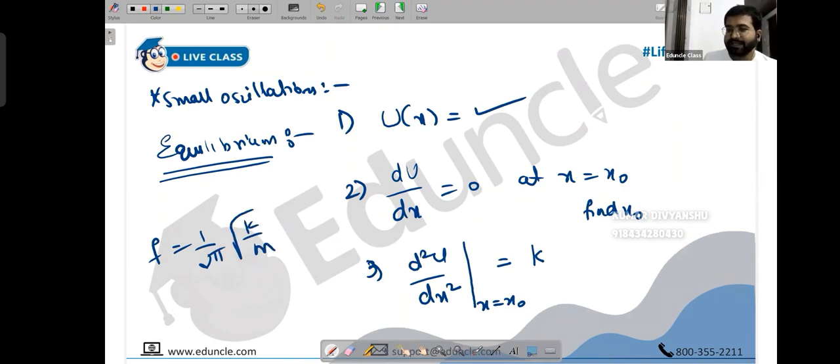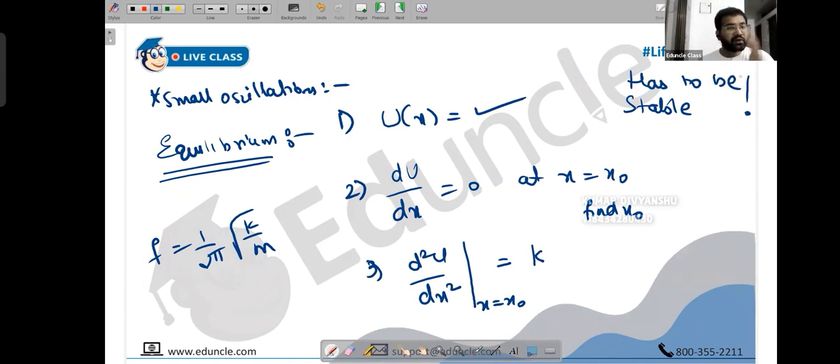By the way, logically speaking, when you say small oscillations have happened, which kind of equilibrium is that? It cannot be all the types of equilibrium. Only one equilibrium can show oscillations, which is stable equilibrium. So please remember, it has to be stable. Unstable equilibrium does not show oscillation. Neutral equilibrium does not show oscillation. So it has to be stable equilibrium.